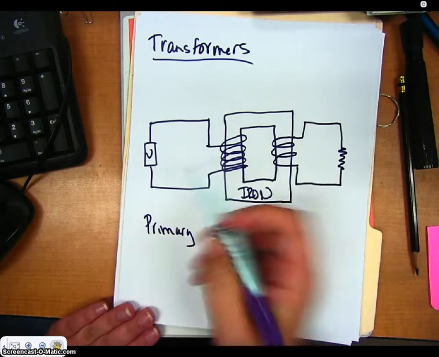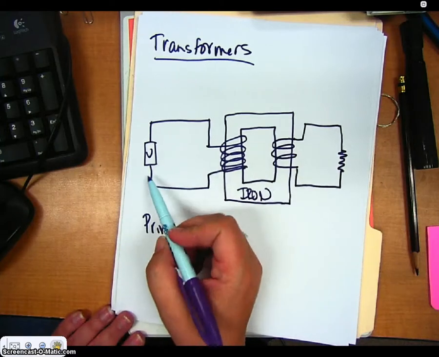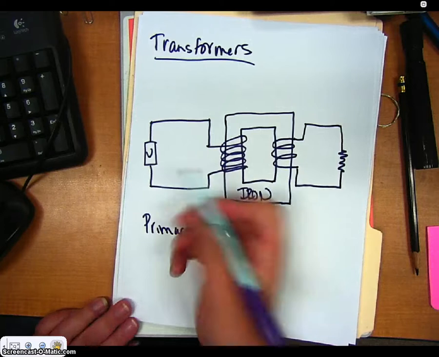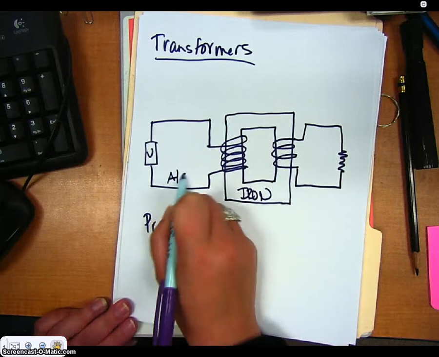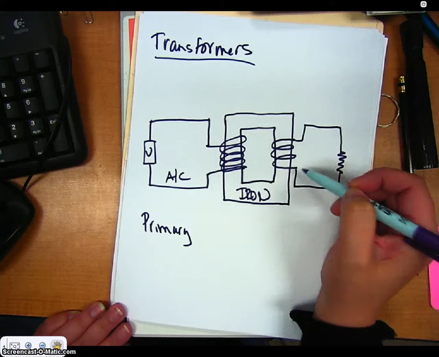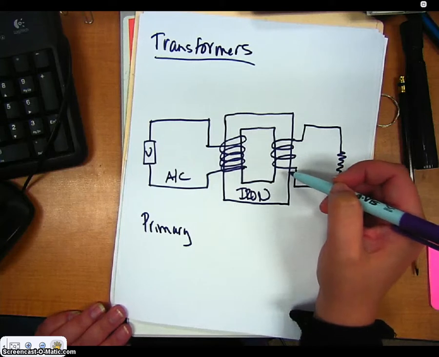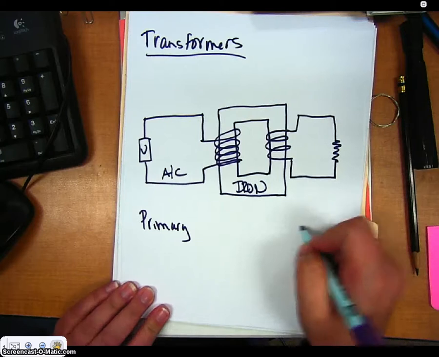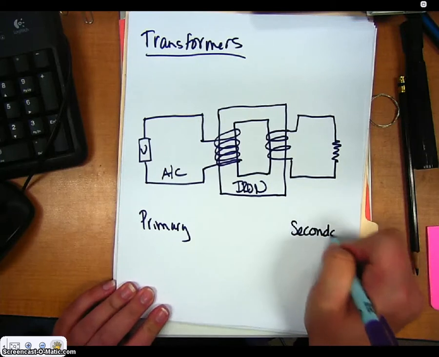And so as this thing is turning on and off, we're changing the magnetic field. So this is probably an alternating current situation. And so we're creating a changing magnetic field, which then induces a current on this wire by creating some sort of voltage. And so this is called the secondary.